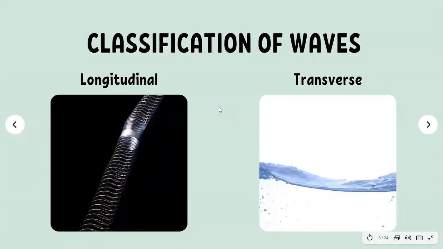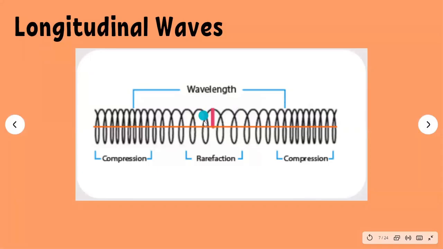So we can classify waves first as either longitudinal or transverse. Longitudinal waves are like this. The most defining characteristic of a longitudinal wave is that it travels left and right, and its velocity travels from left to right, and also its particles. And it also has this characteristic of compression and decompression, or what we call rarefaction.